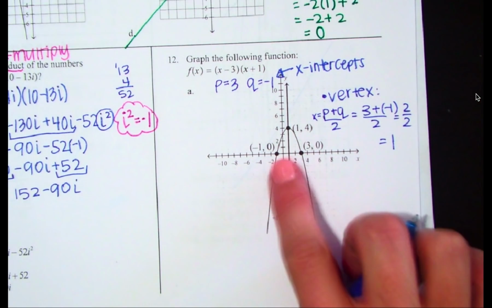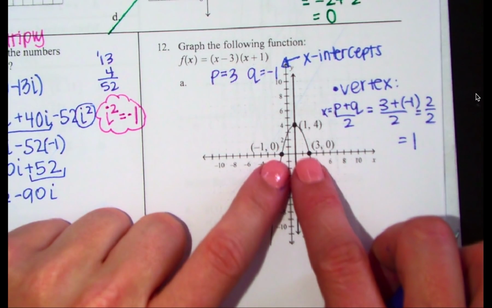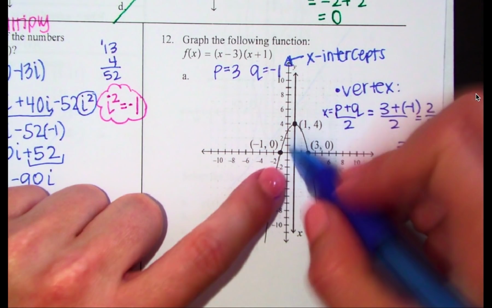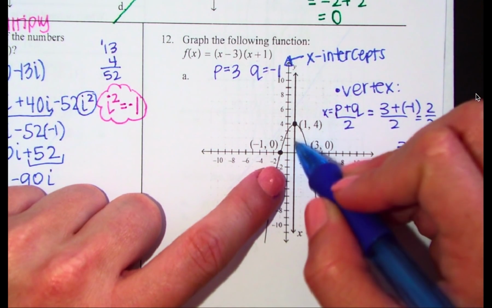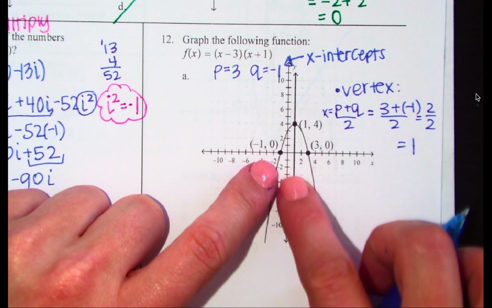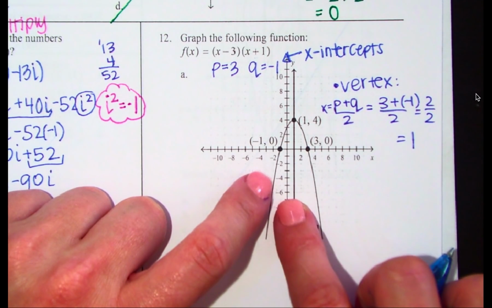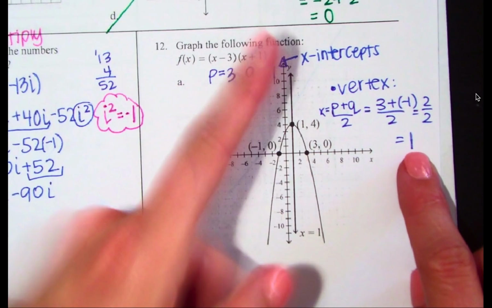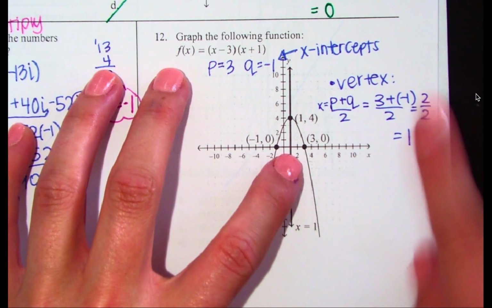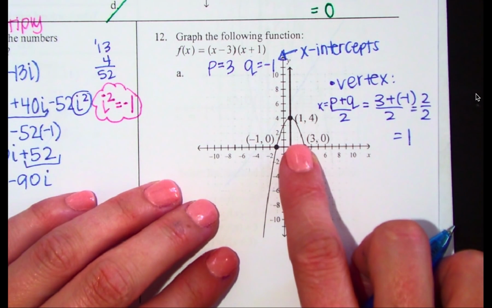Or you can simply look at your graph, and what you do is you look for the direct middle between the two x-intercepts. So 1, 2, 1, 2. Just by counting from my x-intercepts, I know that x equals 1 will be right in the middle because of my line of symmetry, and your line of symmetry goes through the vertex. So x is equal to 1. Using the formula or just counting boxes, 1 is right in the middle of those two x-intercepts.